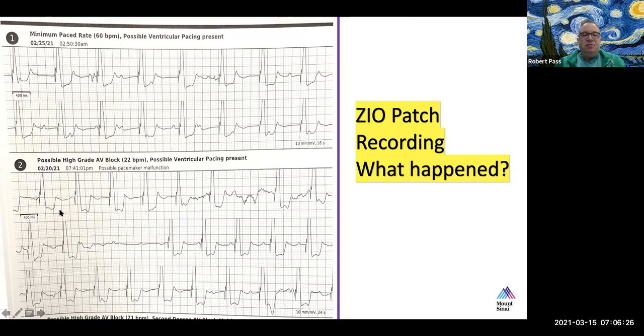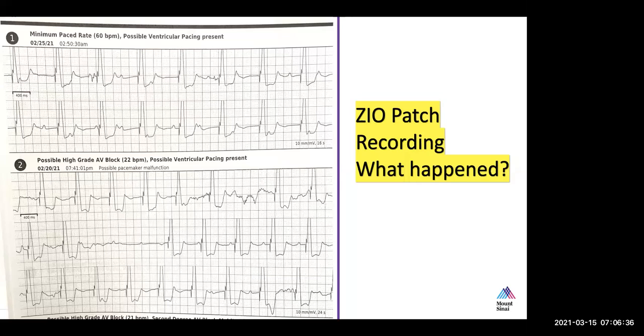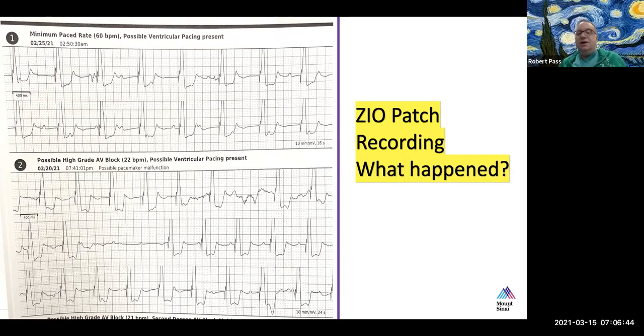Is this a pacemaker malfunction? It says here possible pacemaker malfunction. Do you agree with this electronic assessment? Yes, I would say. Yeah, I can't think of a reason why I would do it on purpose. Right? It's probably unlikely that I programmed it that every day at 7:41:01 it should do that. So why do you think this might happen?